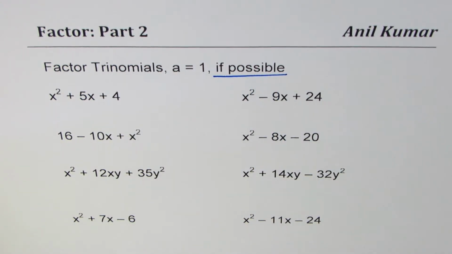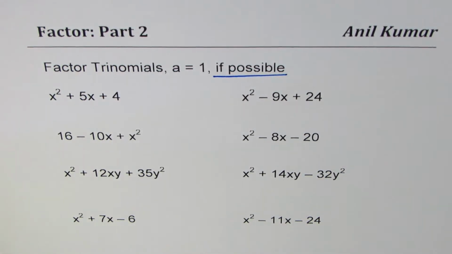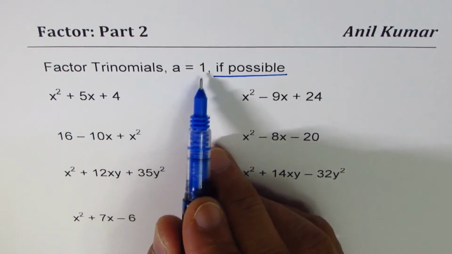There could be a few trinomials which cannot be factored. Since when we are factoring, we are looking for integers, which could be one of the factors. Sometimes we could have rational numbers or real numbers, so we are not including those in this factoring exercise. So keep that in mind. Okay. So we'll factor trinomials where a equals 1.